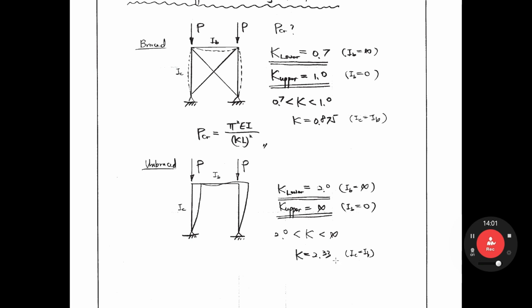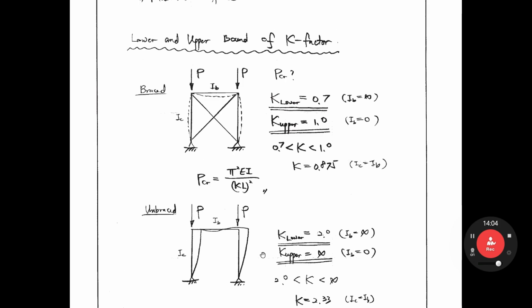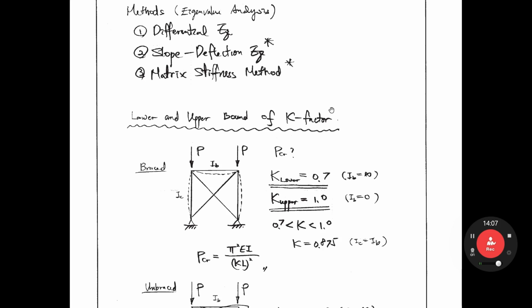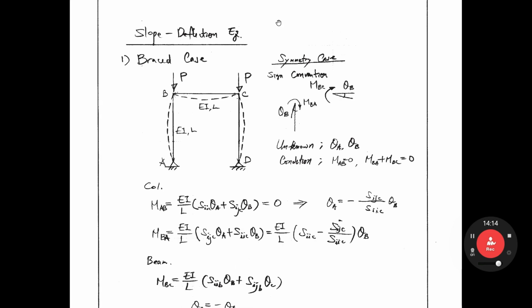I'll show you how to calculate this value using the slope deflection equation first. Let's look at this one. Slope deflection equation. This is a braced case. We assume the braced case. There is no side sway. For this A, B, C, D slope deflection equation, the sign convention is that we consider clockwise rotation. So theta B, clockwise rotation, clockwise moment MBA, like that. Okay, that is the sign convention.